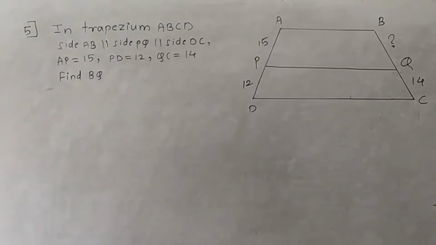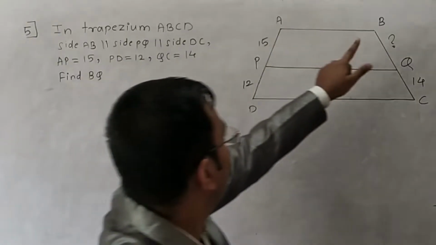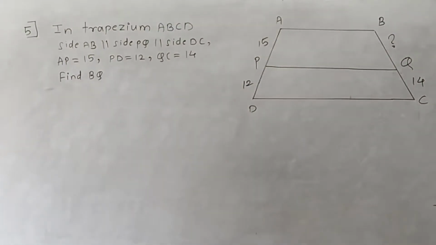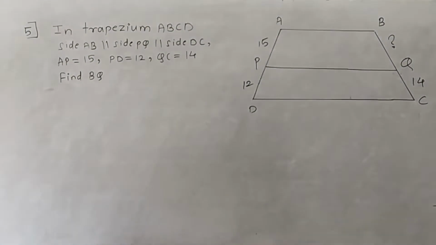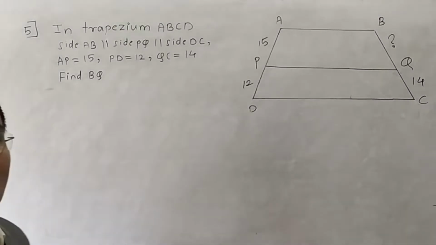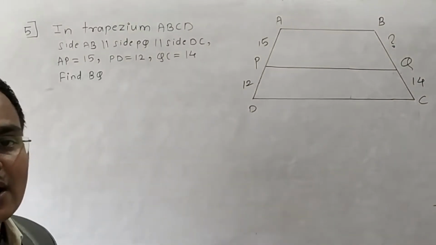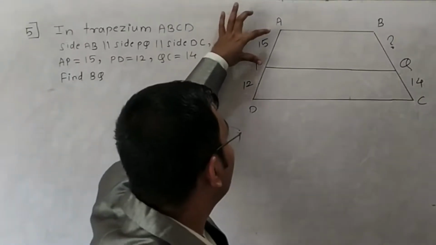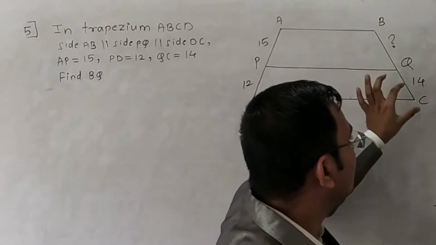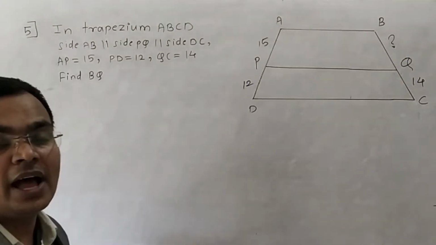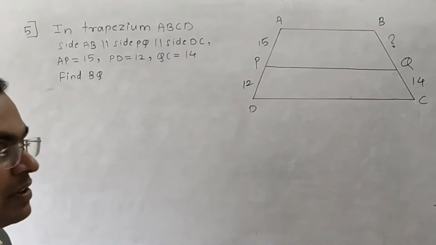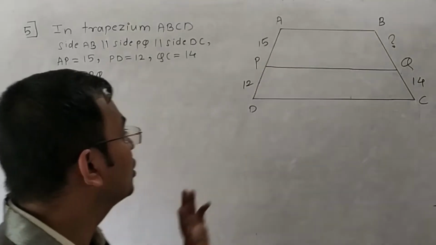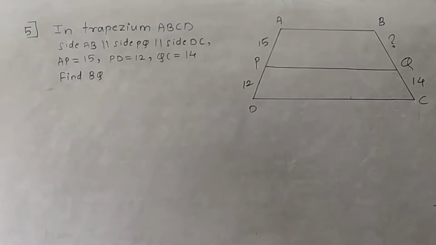What have they given us? These three parallel lines, AB parallel to PQ parallel to DC, are given to us, and by using this we have to find out BQ. So to find out BQ, we have to use the property of three parallel lines and their transversal. In that we will get AP upon PD is equal to BQ upon QC.